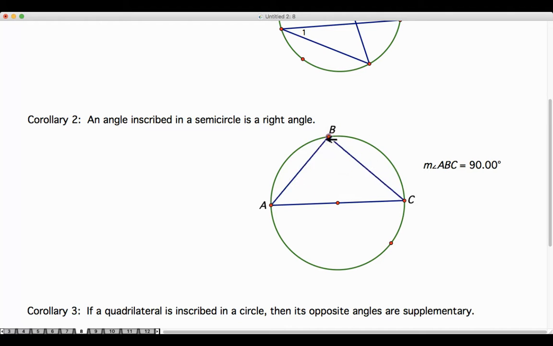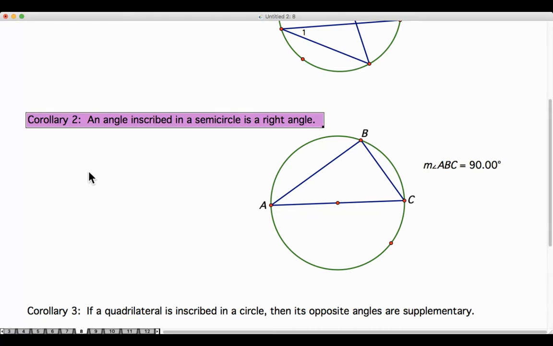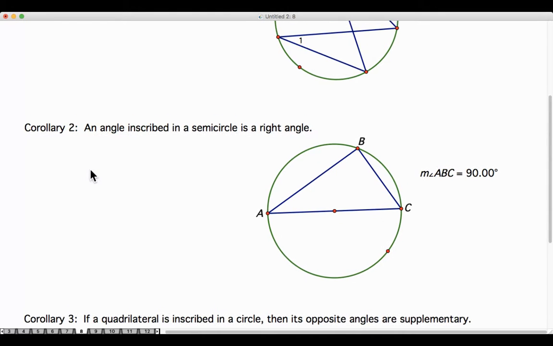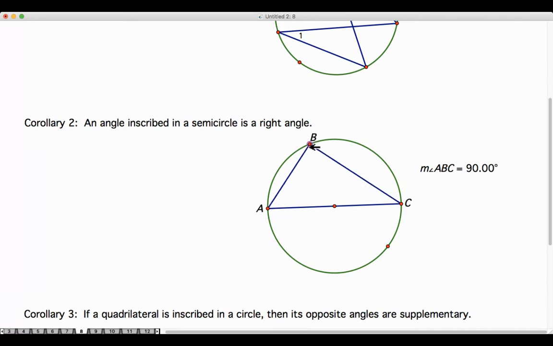Now, why would that be true? Well, a little clue is that it's a corollary. A corollary means that it has to do with the theorem we just proved a minute ago. Think about what has to be true. If this is inscribed in half of a circle, what is the measure of this arc over here? Well, it has to be 180 degrees. So this inscribed angle, the angle ABC, is inscribed in a semicircle, therefore cuts off a 180-degree arc, and its measure must be 1/2 of 180, so it must be 90 degrees.